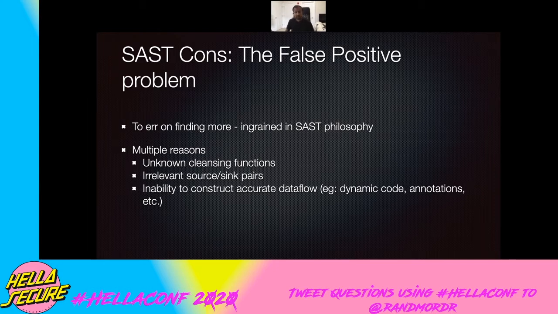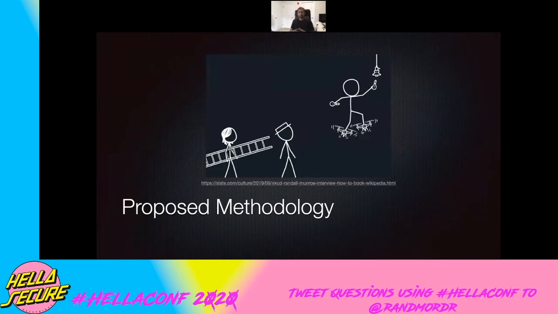And finally, this is very common in more modern applications. It's getting harder and harder to construct an accurate data flow because of dynamic code injections and annotations and so on. So building that call graph out is getting harder. Now, there are advances in research going on here, but I noticed during my experiences that there are definitely flaws, where you just don't have the right data flow in place.